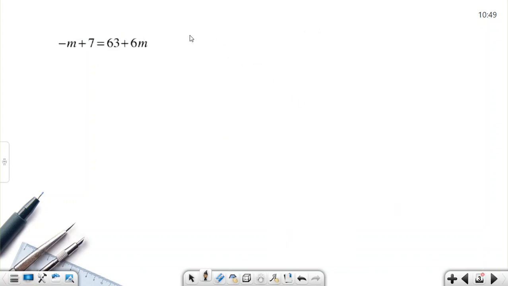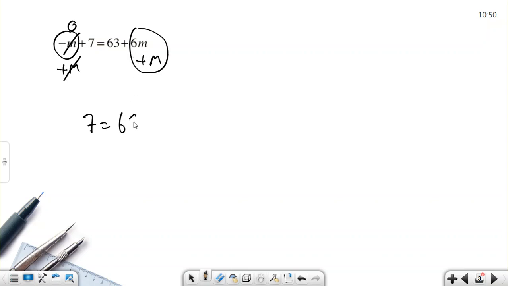Okay, let's continue with another one. As you see, there is a term negative m, and there is a term 6m. I will cancel this one by adding positive m to both sides. Negative m and positive m will be 0, so both of them will be 0. 0 plus 7 is 7. 6m plus m is 7m. So there is a 63 I need to write here, and plus 7m. So it hasn't finished there. Of course, that needs more steps to go. Why?